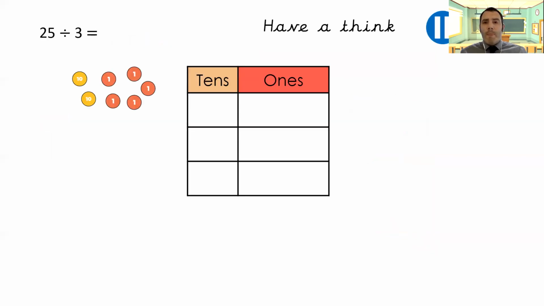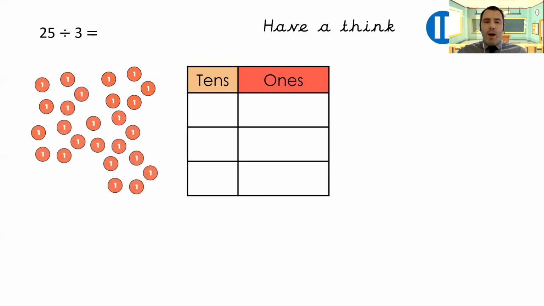25 divided by 3. Your turn. Have a think. Look at the question, look at the numbers in it. Can you work it out? How did you get on? We can't divide 2 by 3. We can't divide our tens equally between 3. I've got 2 tens and I've got 3 rows. I can't do it. So I'm going to have to exchange those 2 tens for 20 ones. Let's do that. There we go. There's my 20 ones. So I've now got 25 ones on the screen.